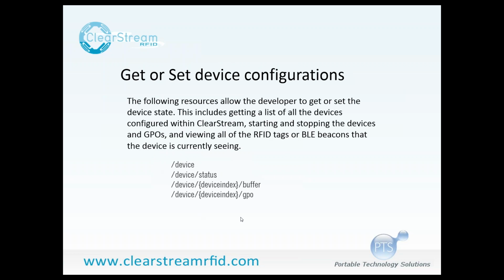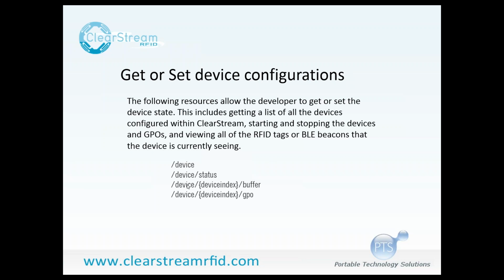So the first set of those resources, device status, and so on, these allow you to get and set the device configuration. So these resources allow you to do things like turn on and off the readers, turn on and off your gateways, and also view all of the tags that are actively being seen by that device. So if I were to just hit that URL, the ClearStream URL with a /device path, it'll actually give me all of the devices that are currently configured within ClearStream, as well as all of the status of those readers. So it'll give me the tags that it's currently seeing. I'm going to show you a demo of that in just a second, but it'll give you that information.